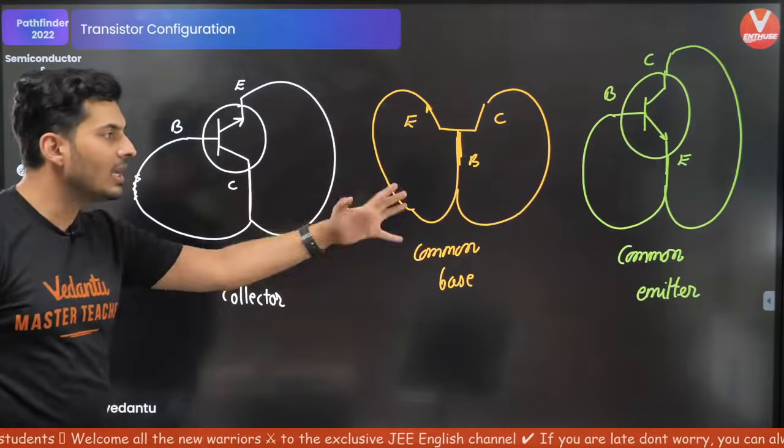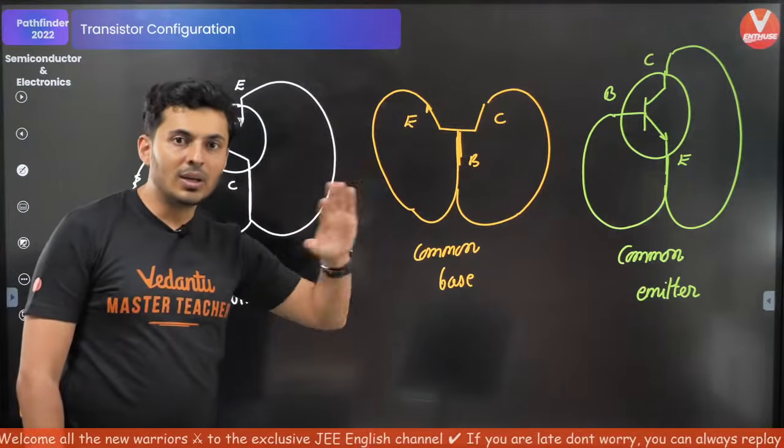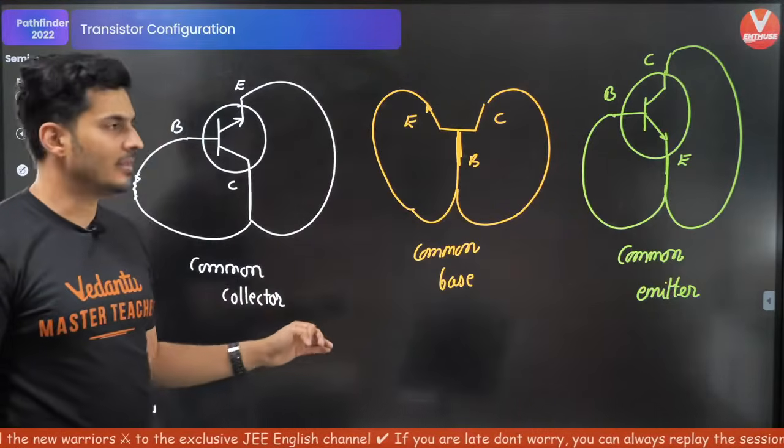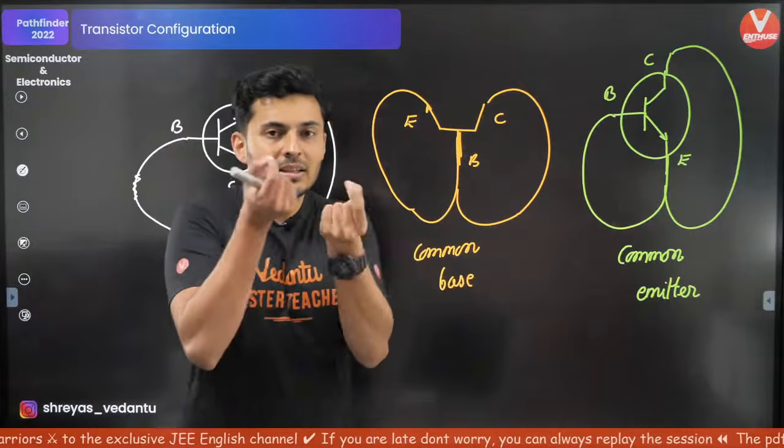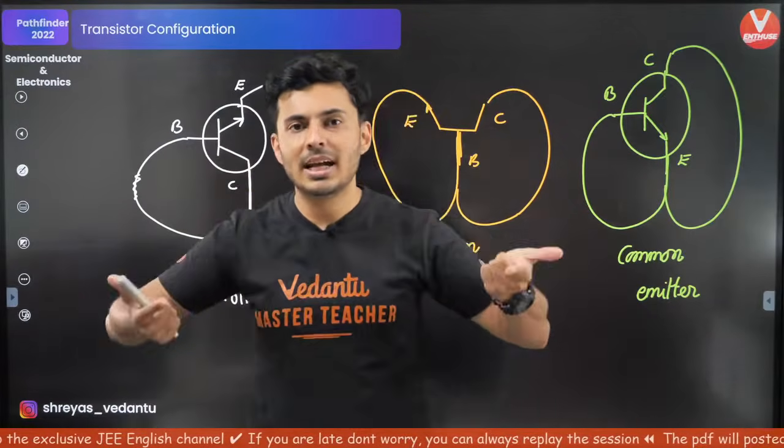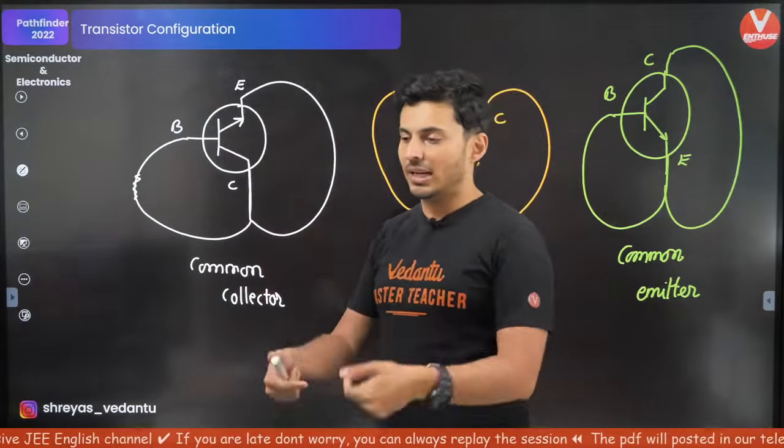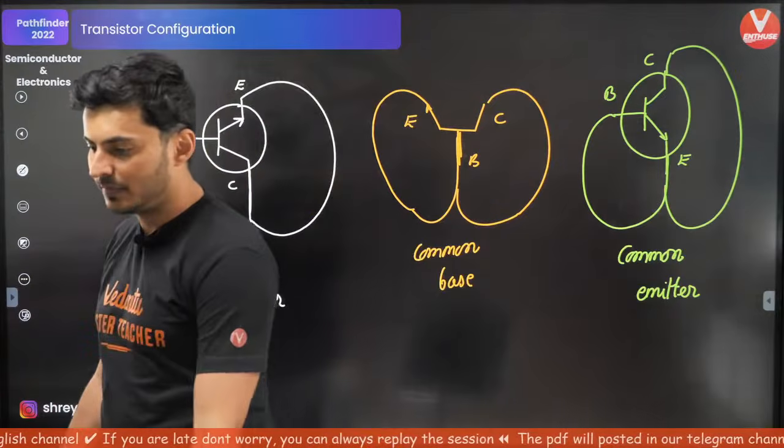So these are the three different ways, and the only three ways you can connect a transistor. Where you take out a terminal, the terminal which is taken out common, that becomes the mode in which you connect the transistor. As simple as that.